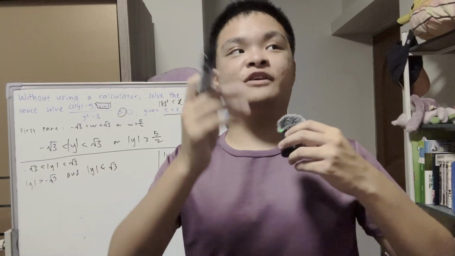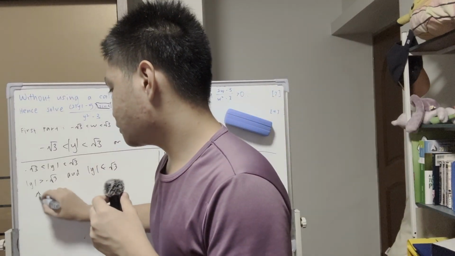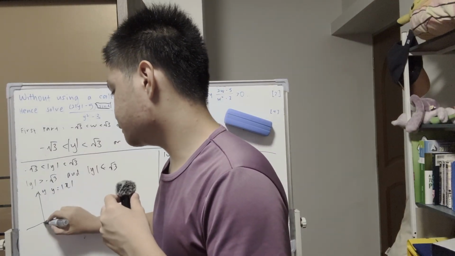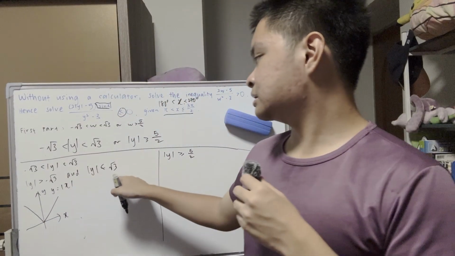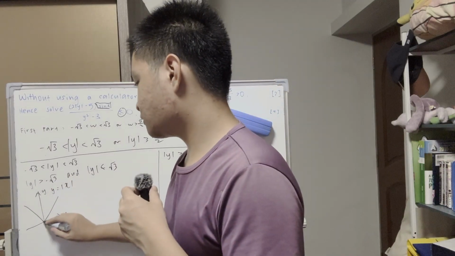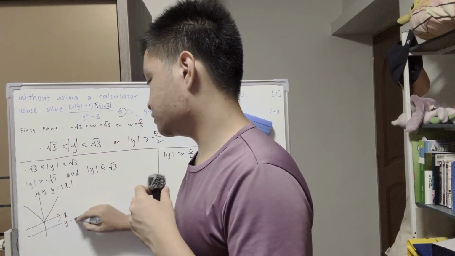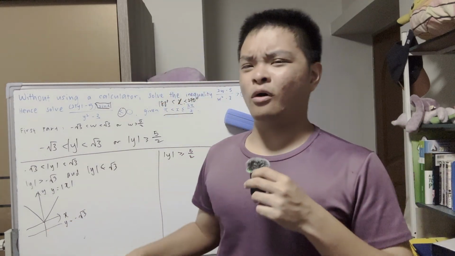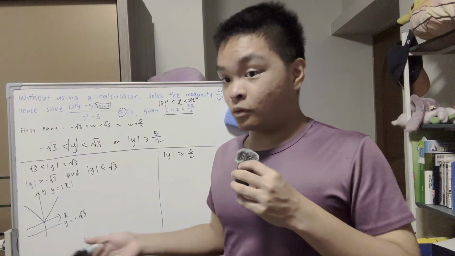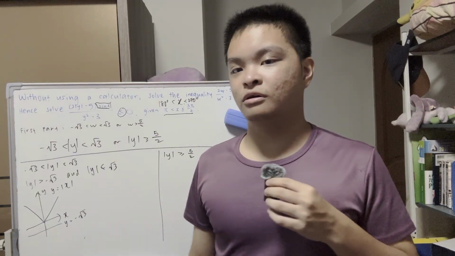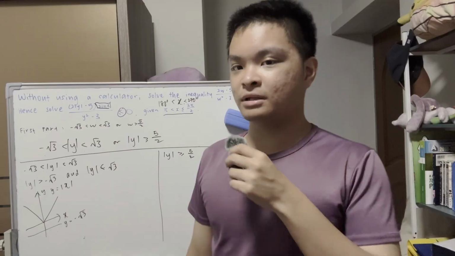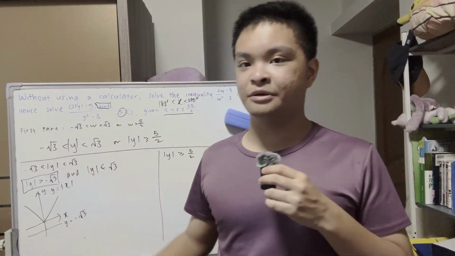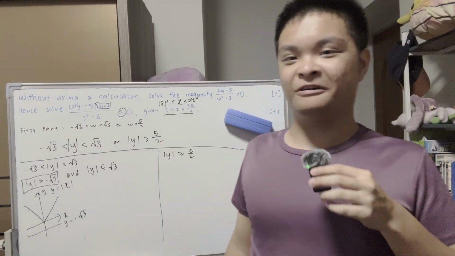Well, let's try and visualize this using the graph. If I draw the graph of y equals modulus x, which in fact I'll be using for this as well. If I also draw the graph of y equals negative square root 3, you will see that the graph of modulus x will always be more than the graph of y equals negative square root 3. So what does this mean? It means that this inequality doesn't really help us at all.